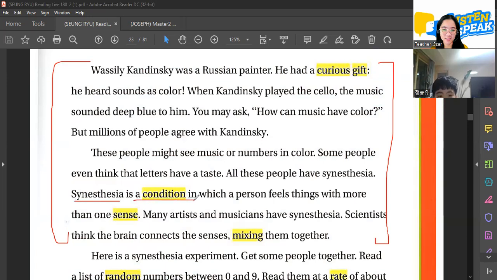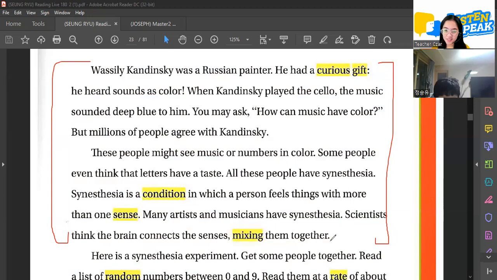Synesthesia is a condition in which a person feels things with more than one sense. Many artists and musicians have synesthesia. Scientists think the brain connects the senses between them together.